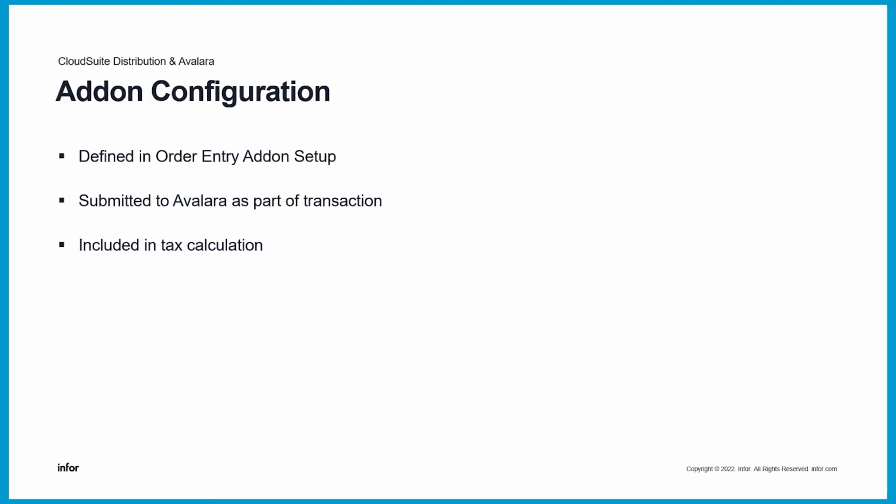Add-on charges, including freight charges that are applied to an invoice or order header, will also be defined in the System Administrator Order Entry add-on setup. These add-on codes are submitted to Avalara as a part of the transaction and are included in the tax calculation.